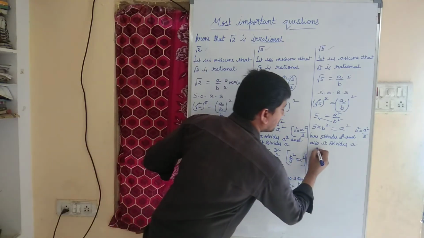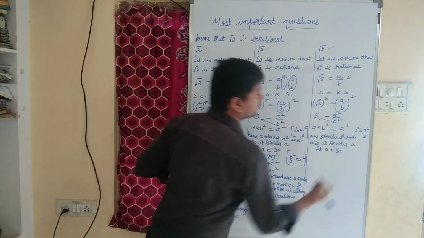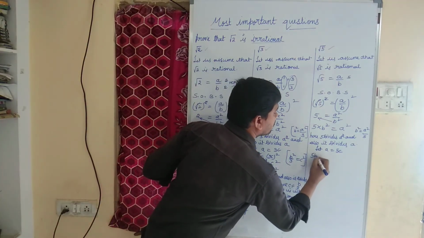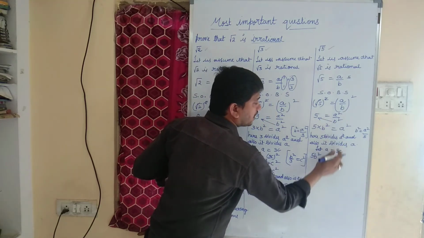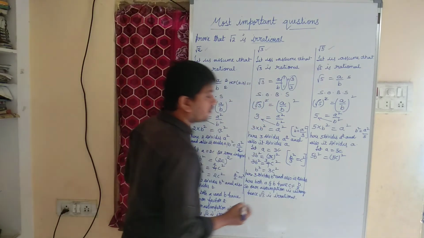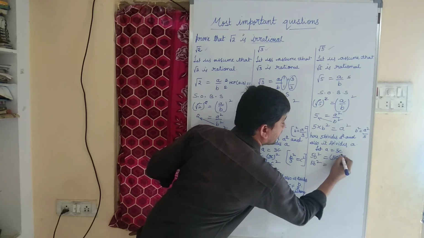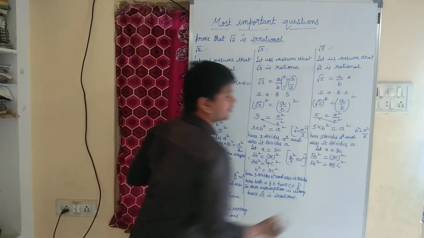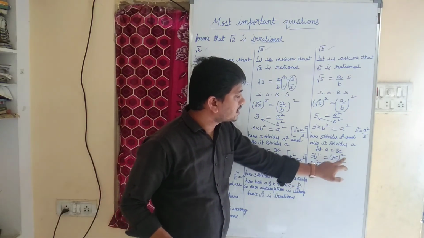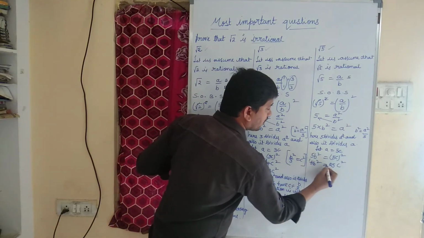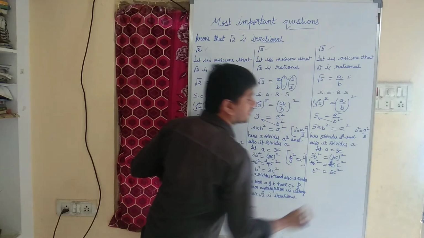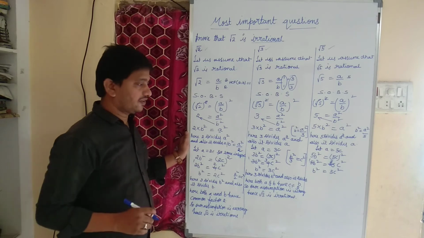Now what you do, in a similar manner, consider a equal to 5c. Let a equal to 5c. 5 into b squared, 5b squared equal to, in place of a you substitute 5c, 5c whole squared. So 5b squared equal to 5 squared, 25c squared. So 5 table: 5 ones are 5, 5 fives are 25. So b squared equal to 5c squared.